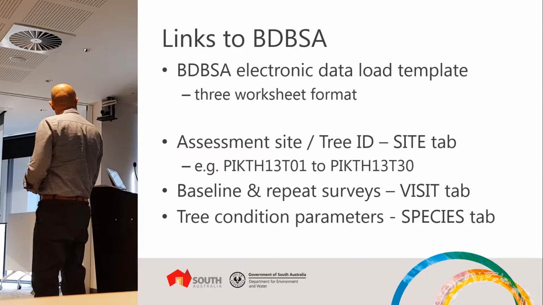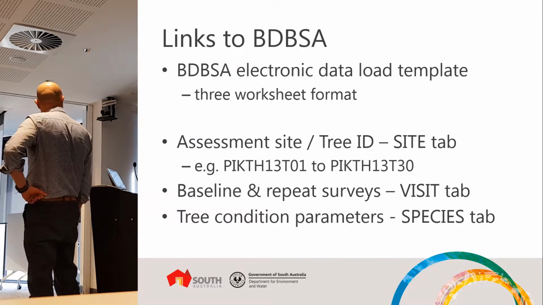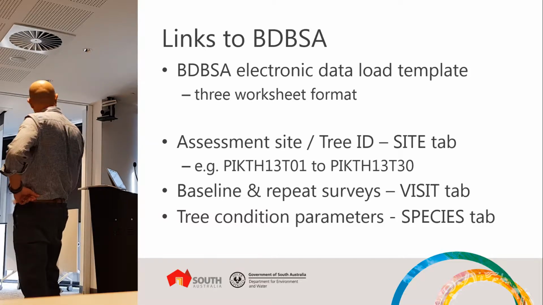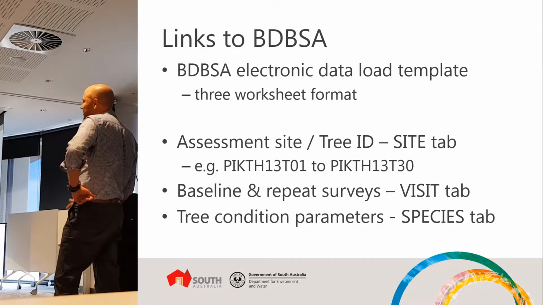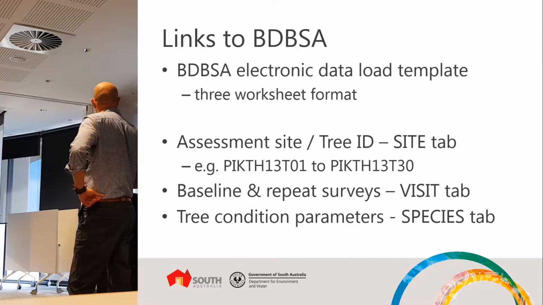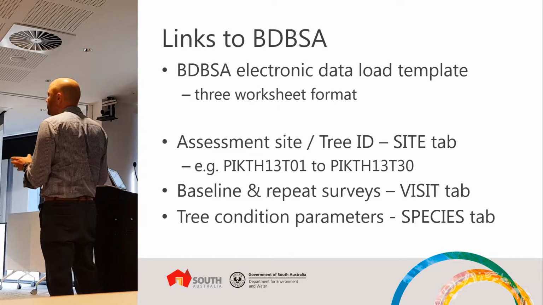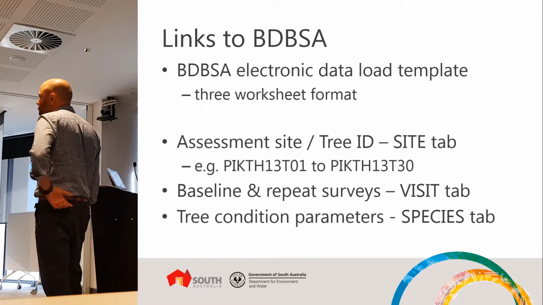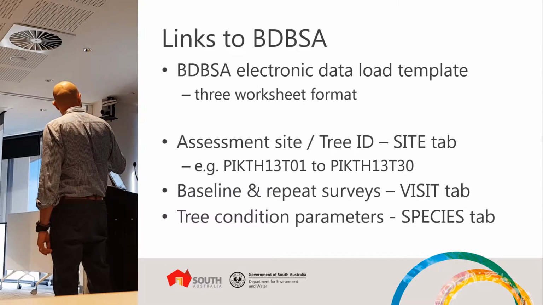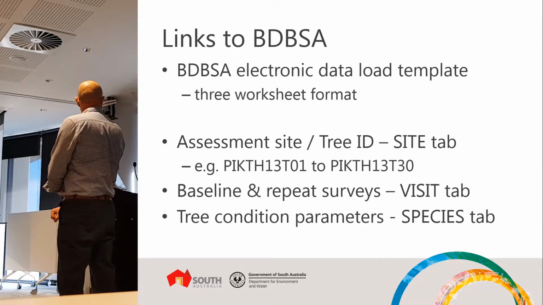But getting this data into BDBSA was something that I was looking to help with, and we used the 3 worksheet format, which I know I'm not allowed to call the complex site template, because it's not complex to use, it's quite easy. And the key to this, the assessment site and tree ID, went on the site tab, and there were some nuances around actually naming individual trees within an assessment site. So here's an example, Pike site 13, tree 1 to tree 30. So there'd be 30 sites defined for that transect.